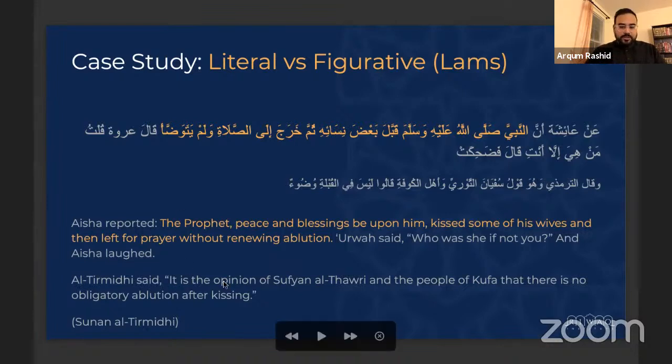Then Imam Tirmidhi mentions it is the opinion of Sufyan al-Thawri and the people of Kufa, right? Which madhab that we know is considered the people of Kufa, the madhab of Kufa, right? The Hanafi madhab. And the people of Kufa said that there is no obligatory ablution after kissing. So this is Imam Tirmidhi mentioning that the people of Kufa had this opinion, right? Similar to what's mentioned in this hadith. So obviously it's not simply based off of this hadith, but these are proofs that are used to understand the words that are in the Quran.